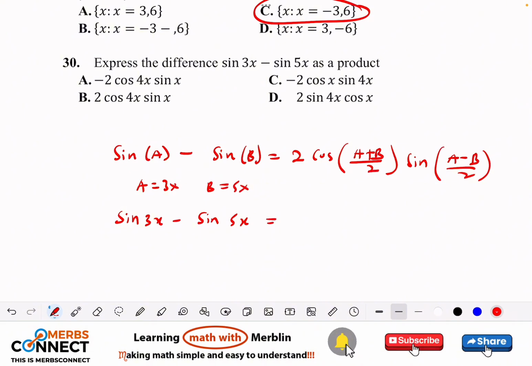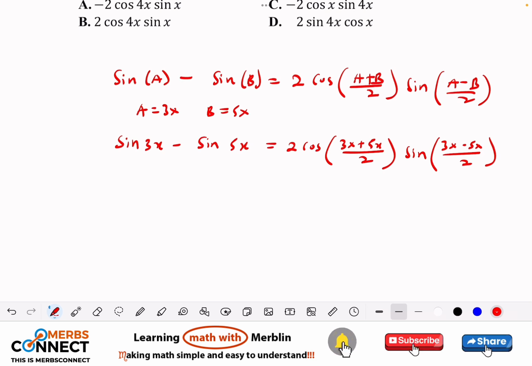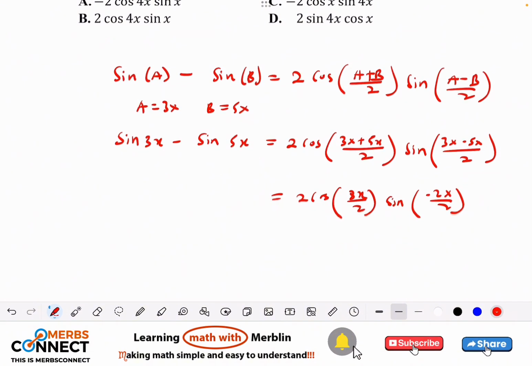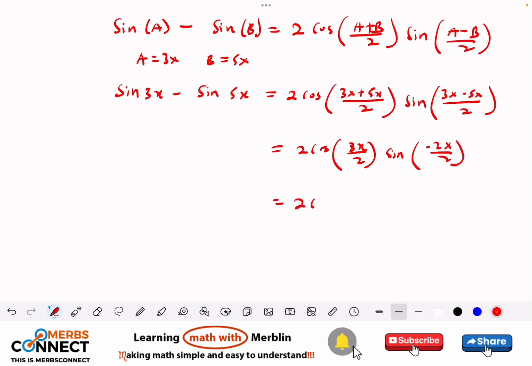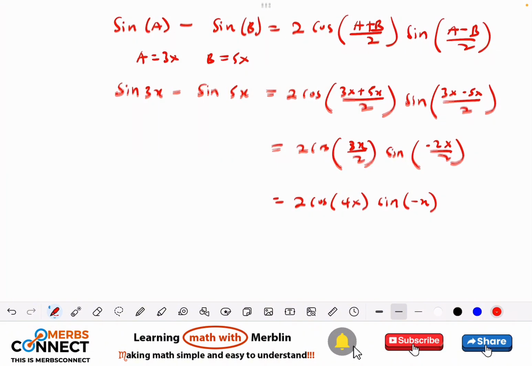So this is going to be 2 cos (3x plus 5x)/2 sine (3x minus 5x)/2, right? Good. So this is going to give us 2 cos of 8x over 2 sine of, when I subtract, I get minus 2x over 2, right? So this is going to give us 2 cos of 4x sine of minus x. But what can we do here?